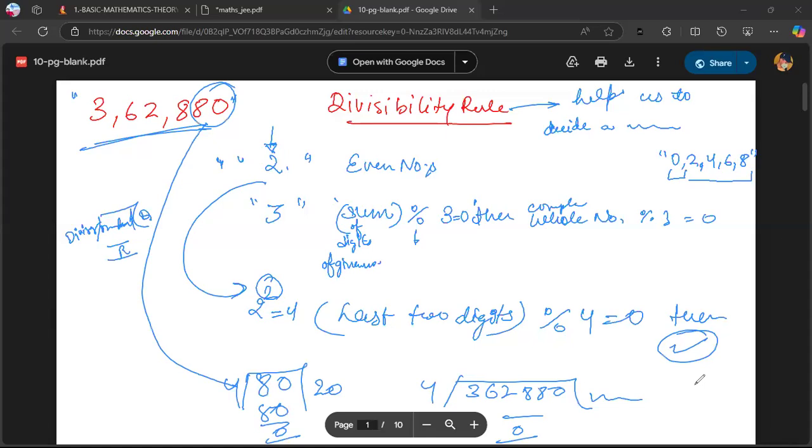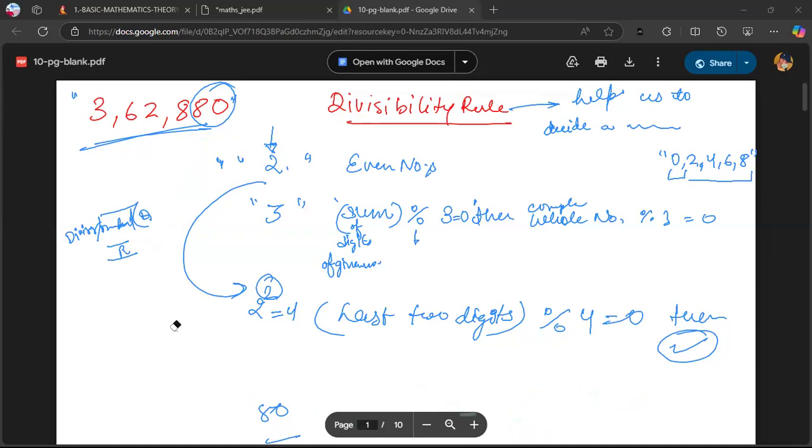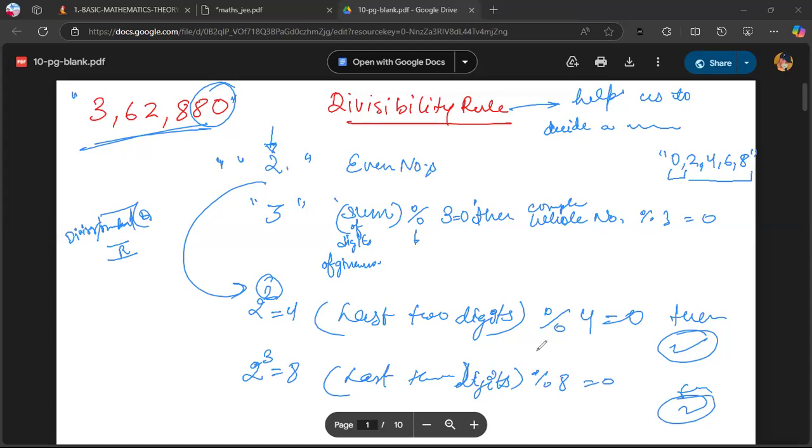Should I repeat? No, sir. So if the last two digits, 2 raised to power 2, are divisible by 4, then the whole number will also be divisible by 4. Let me just tell you, for 2 raised to power 3, which is 8, if the last three digits are divisible by 8, then the whole number will also be divisible by 8.